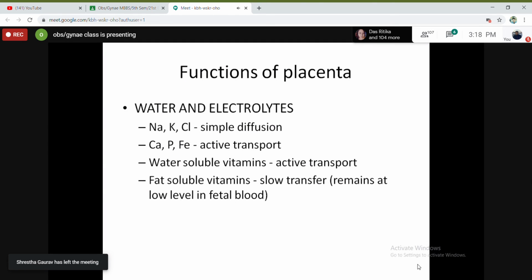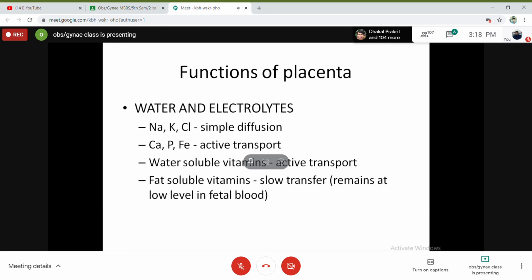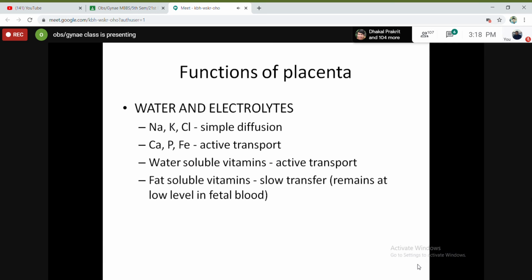Another one is balance of water and electrolytes. The ions like sodium, potassium, and chloride pass through the placenta by simple diffusion, whereas calcium, phosphorus, and iron are actively transported through the placenta. The water-soluble vitamins need active transport through the placenta, whereas fat-soluble vitamins like A, D, E, K have slow transfer.